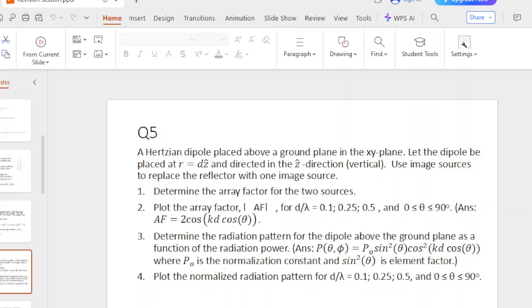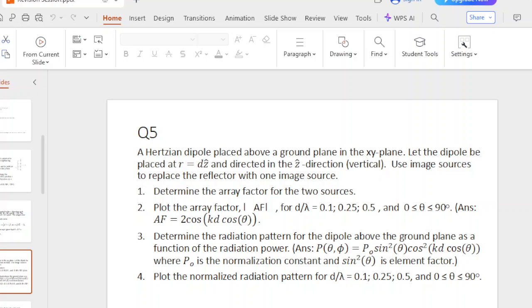The antenna is placed above the ground plane. The ground is assumed to be a reflector. So underneath the ground there will be an image. Both the image and the physical antenna will contribute to the far field. The height of the antenna is D. The antenna is pointing vertically.